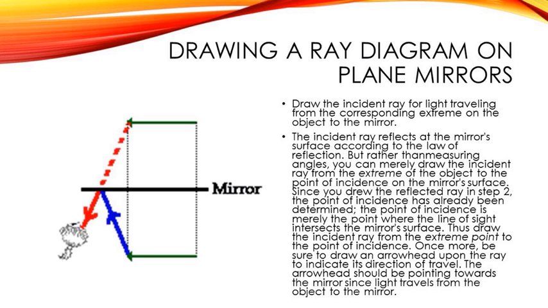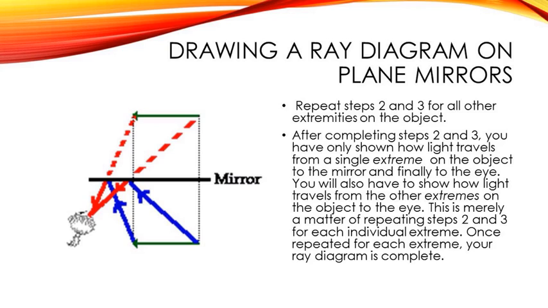The point of incidence is merely the point where the line of sight intersects the mirror. Thus, draw the incident ray from the extreme point to the point of incidence. Once more, be sure to draw an arrowhead upon the ray to indicate the direction of travel. The arrowhead should be pointing towards the mirror since light travels from the object to the mirror.